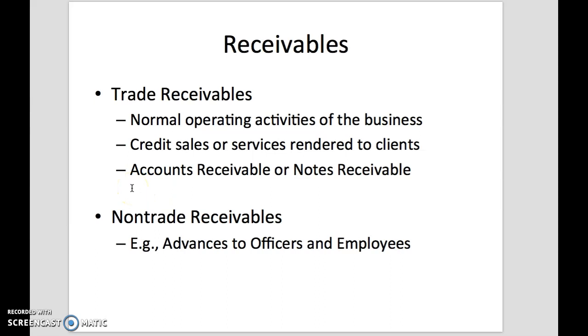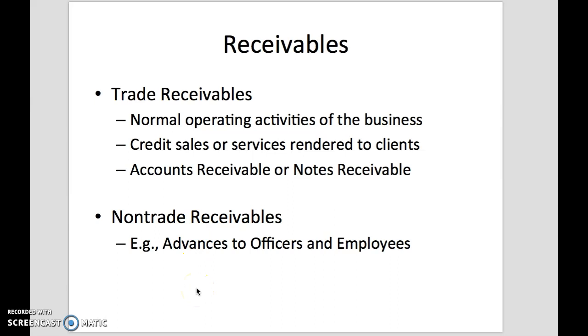So receivables could either be stated verbally, that's why it's an accounts receivable, or if it's written in a formal note, that would be a notes receivable. The general term for these receivables would be trade receivables, and these are receivables that occur during the normal operating activities of the business. For the purpose of discussion and because of the lack of time, we will omit notes receivable and we will focus on accounts receivable. Now, there are also non-trade receivables.